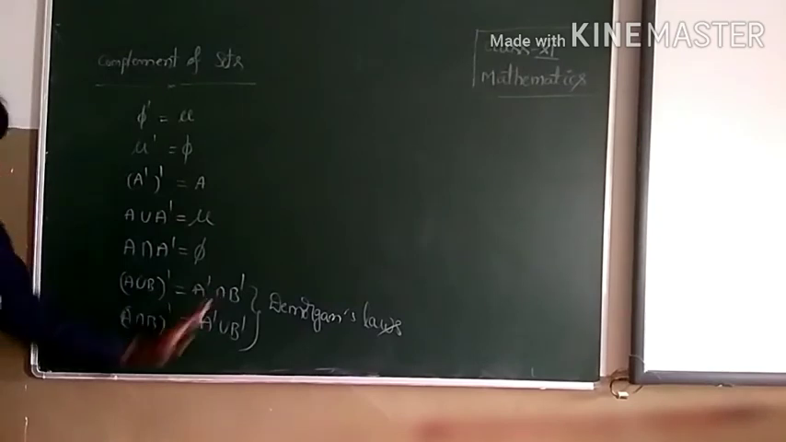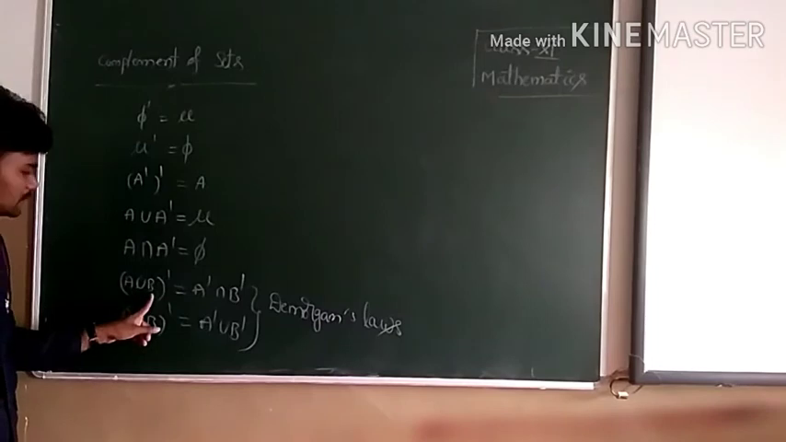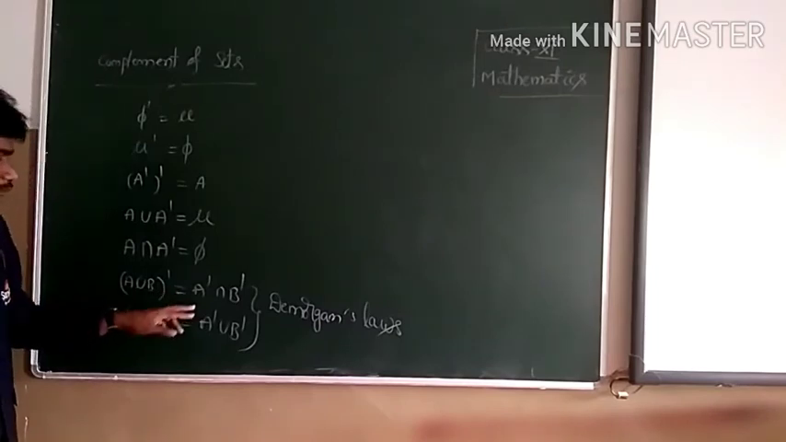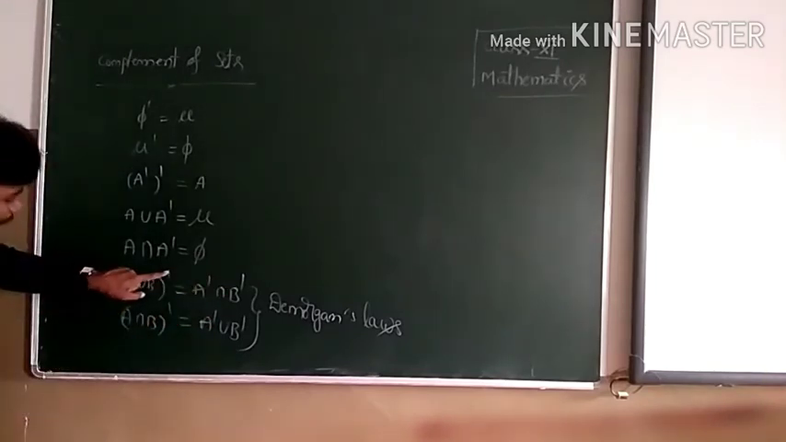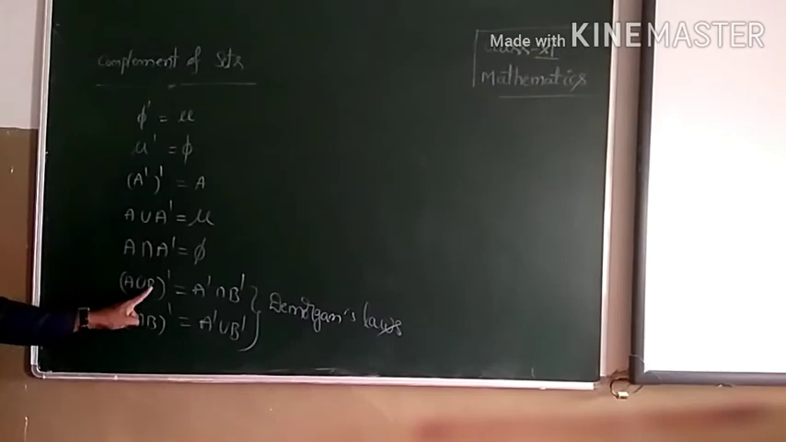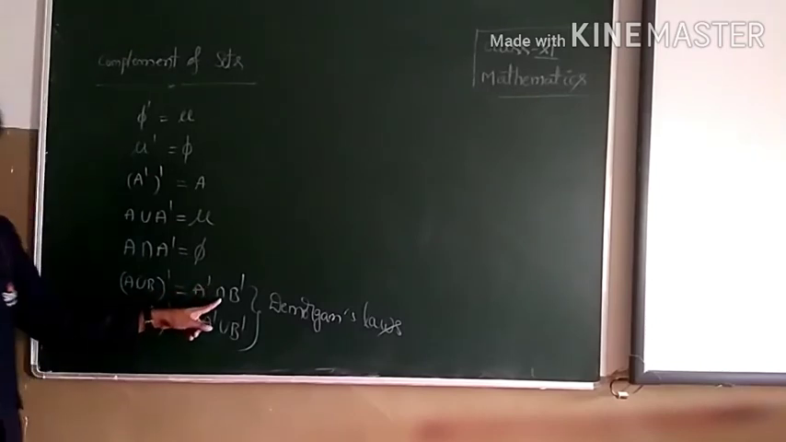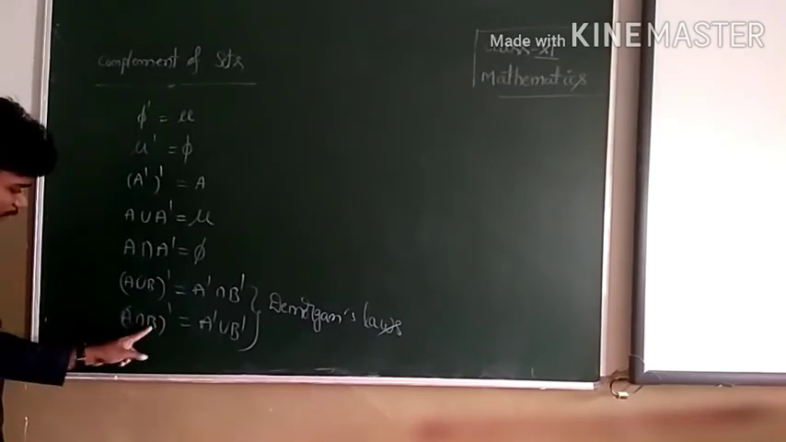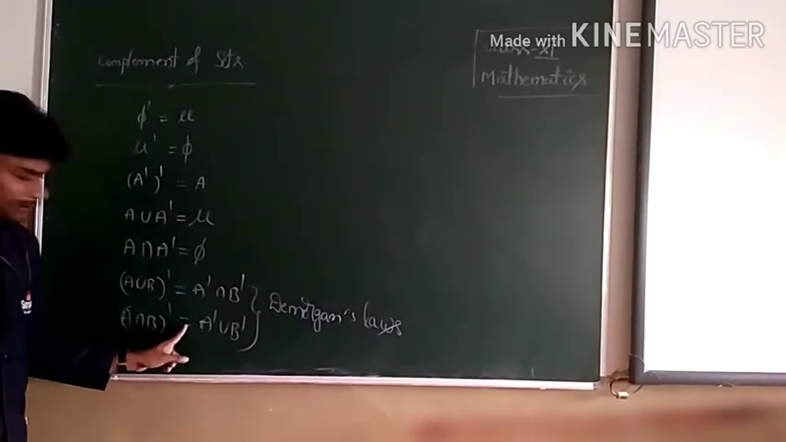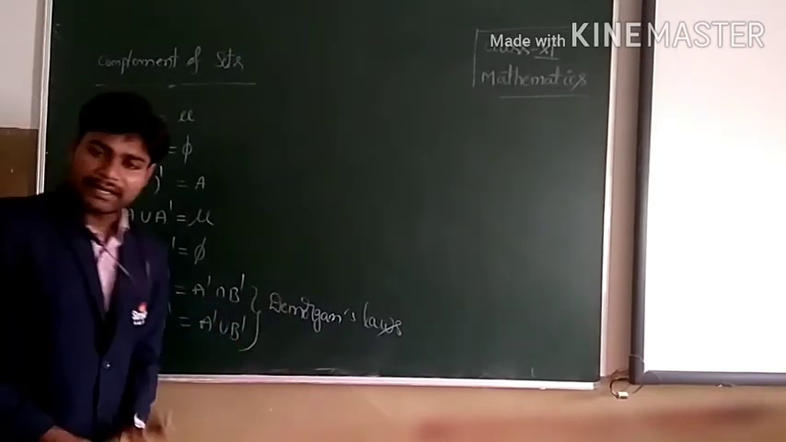Now let's see the definition of De Morgan laws. The complement of the union of A and B is equal to the intersection of their complements. And the complement of the intersection of A and B is equal to the union of their complements. So these are called De Morgan laws.